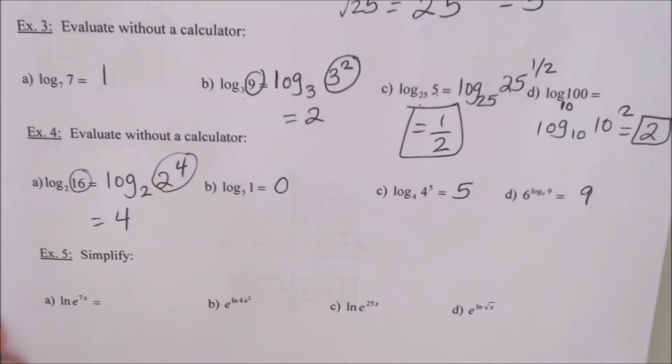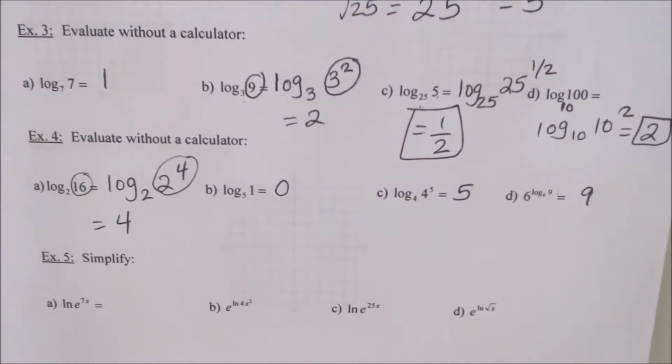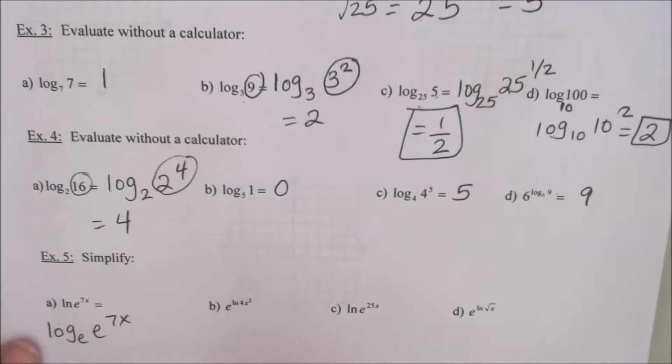Example 5, we want to simplify. We have natural log of e to the 7x. What you need to remember is that natural log is really what base? Natural log, remember, is base e. So this would be like saying log base e of e to the 7x. That's what they're asking you to simplify.